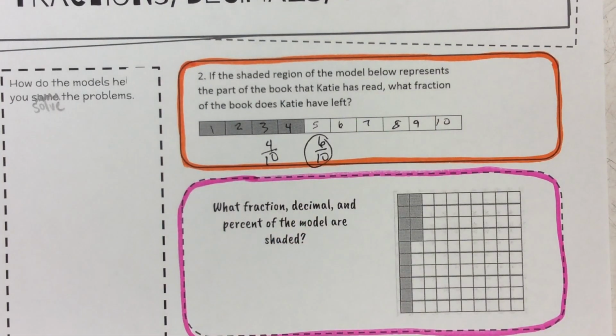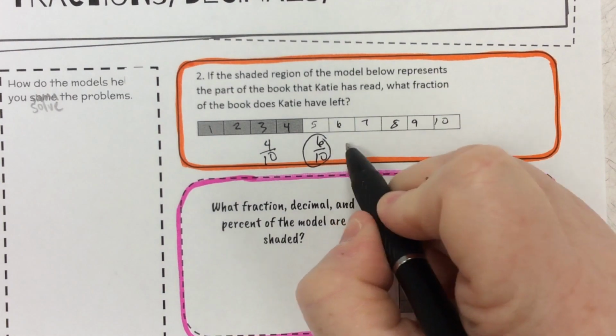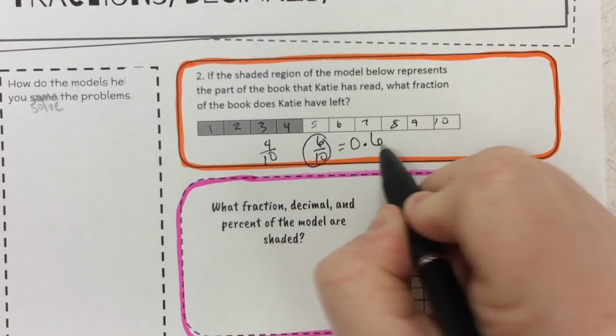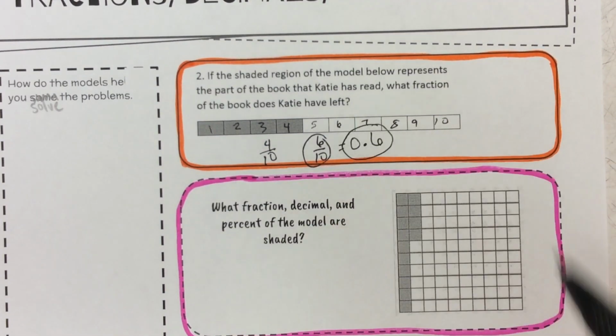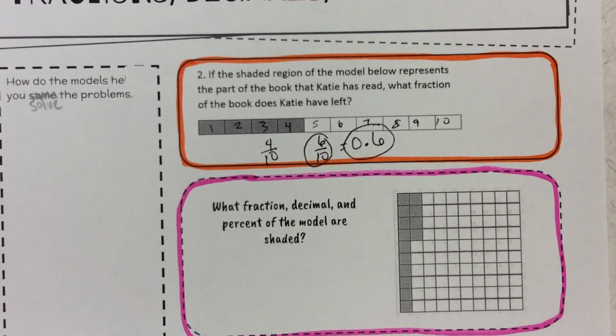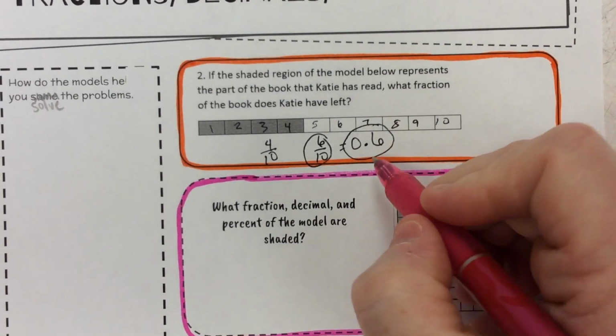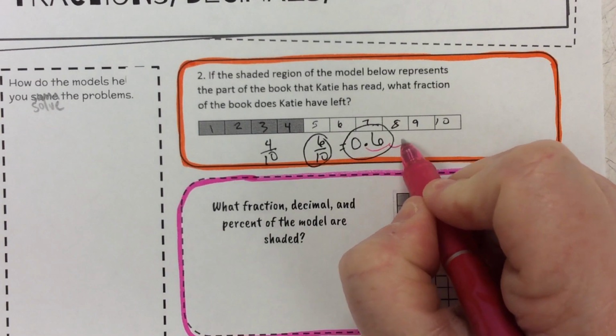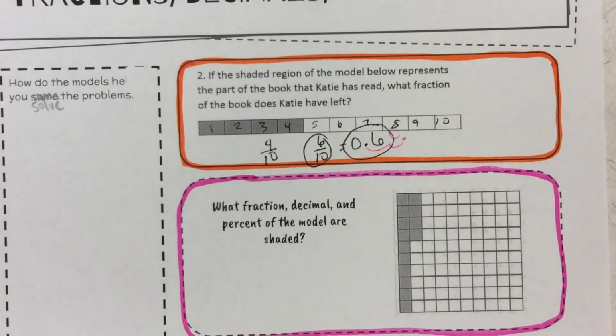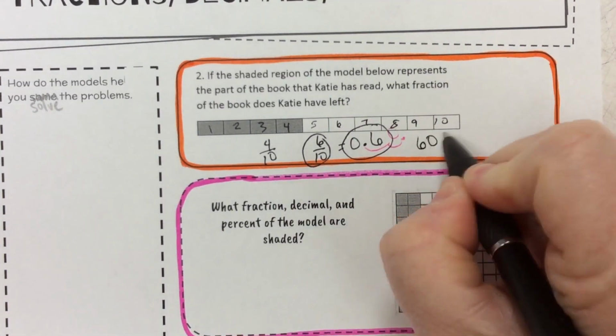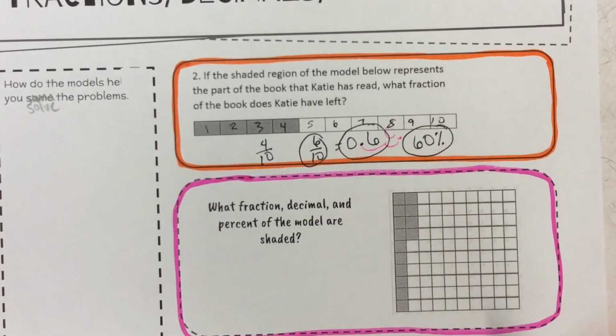But let's also make that a decimal. How do I write 6/10 as a decimal? Well, that's 0.6. And how do I write this as a percent? What percent does she have left? Well, I'm going to take my different colored pen here, and I'm going to go 1, 2 places over, and that becomes 60%, because that would be 60 out of 100.